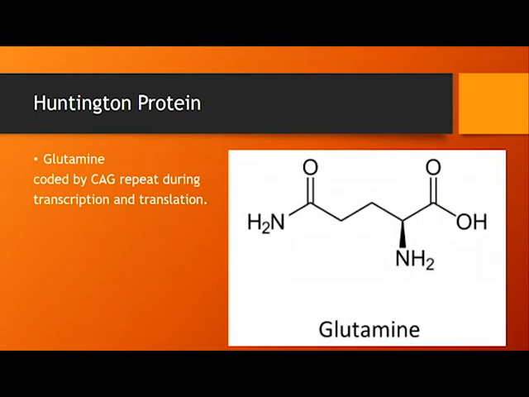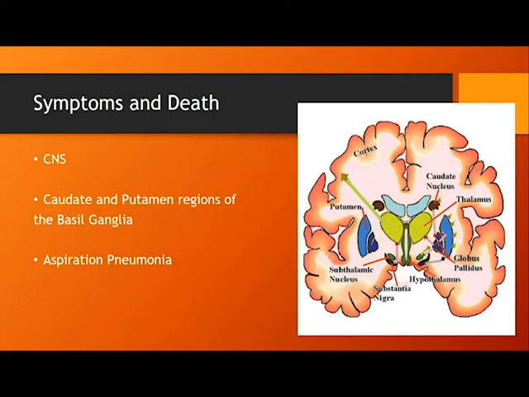The problem also arises in that CAG codes for glutamine, so people with the affected gene will have 36 or more glutamines in a row on the Huntington protein after transcription and translation take place. The full reasons of how glutamine affects the body is unknown. However, scientists do suspect that glutamine congregates in the neuronal cells, specifically the putamen and caudate of the basal ganglia regions of the brain, which you can see here and here.